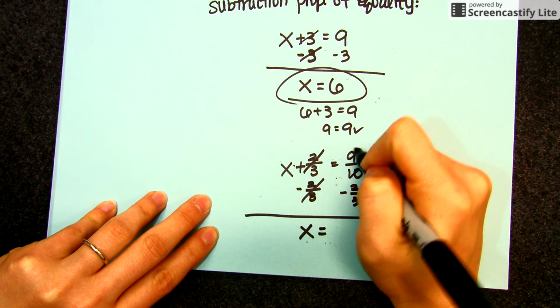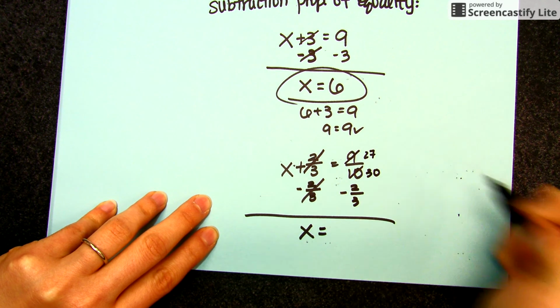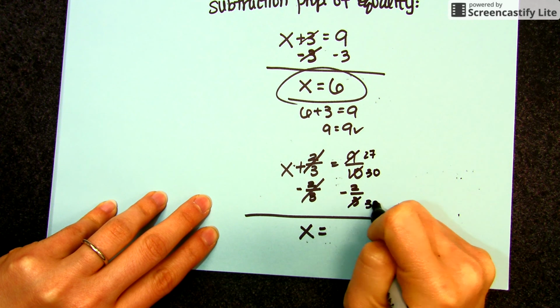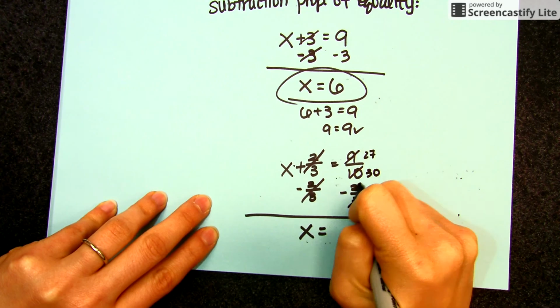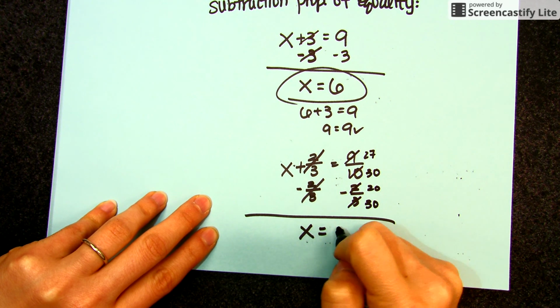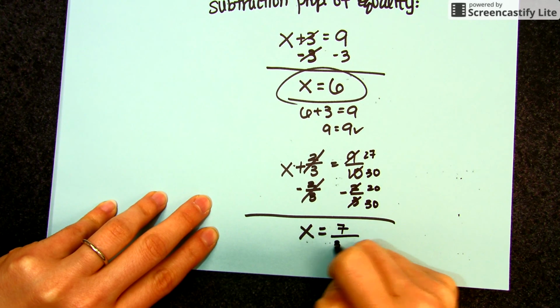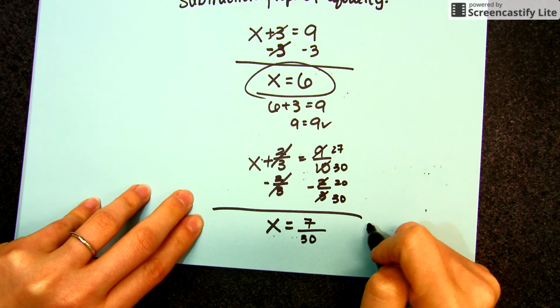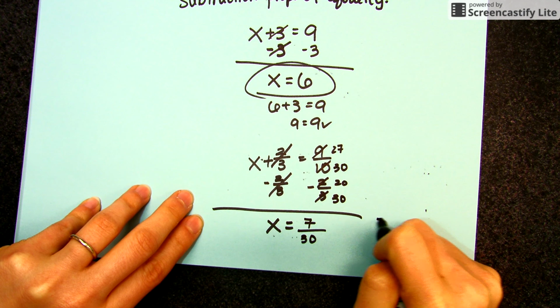Now, we need to get them into common denominators. So that's 30. When you multiply top and bottom by 3, 9 over 10 becomes 27 over 30. In order to get 3 to become 30, we multiply top and bottom by 10. 27 take away 20 is 7. 30 remains the same.